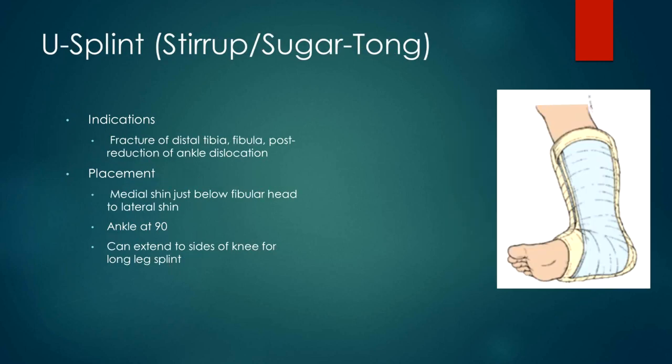This is a stirrup or sugar tong. This is going to be for fractures of the distal tibia, fibula, post-reduction ankle. Again, medial shin just below the fibular head to lateral shin. Ankle at 90, can extend to sides of knee for long leg. This is commonly used in conjunction with the posterior, so you get a posterior with a sugar tong just for added support.